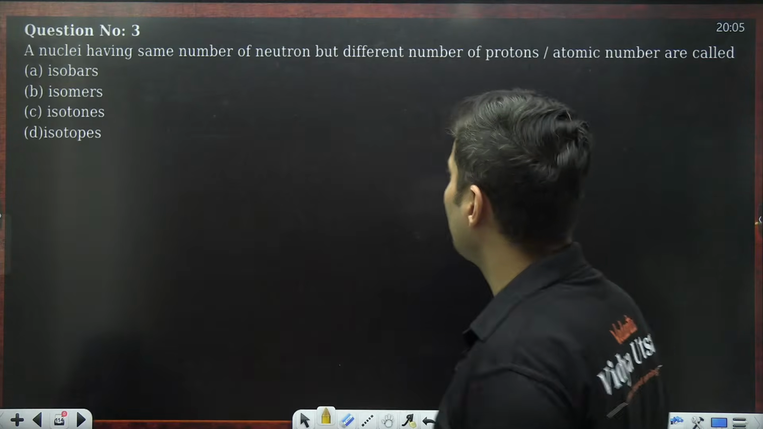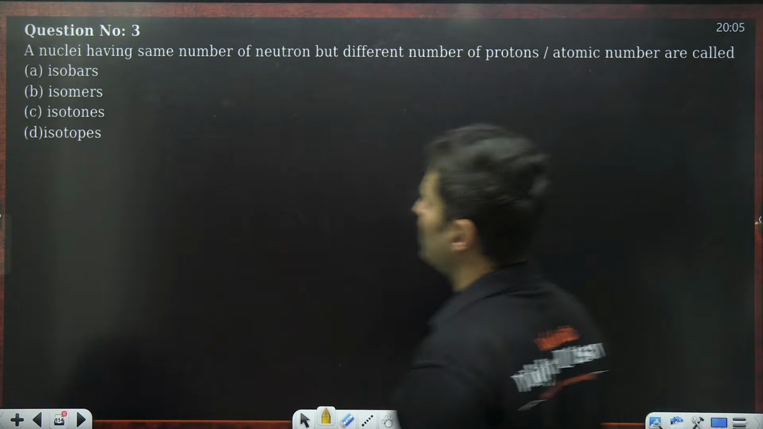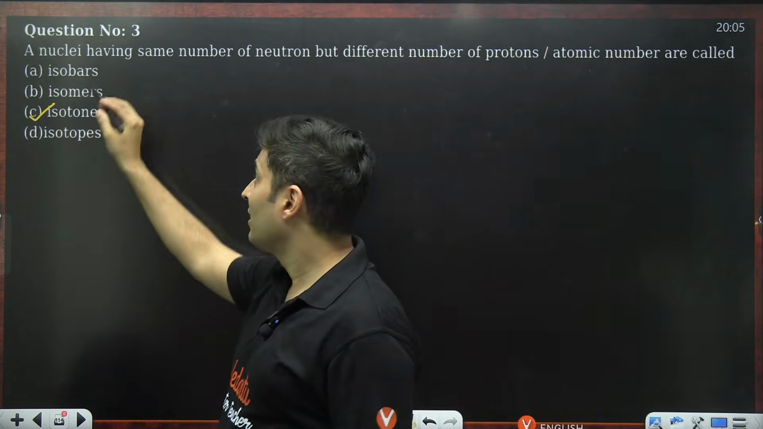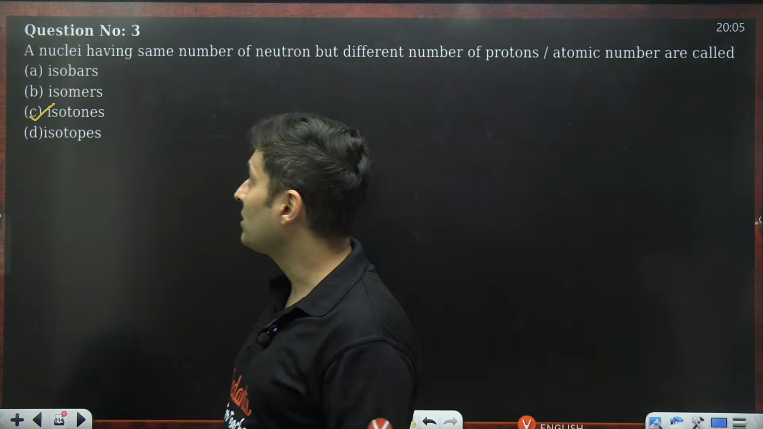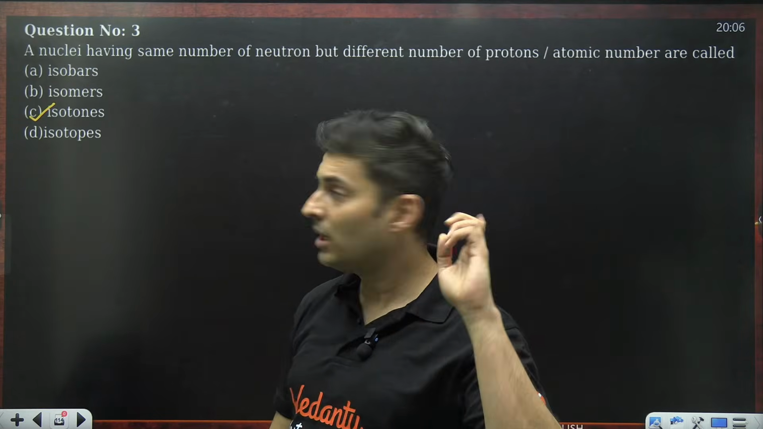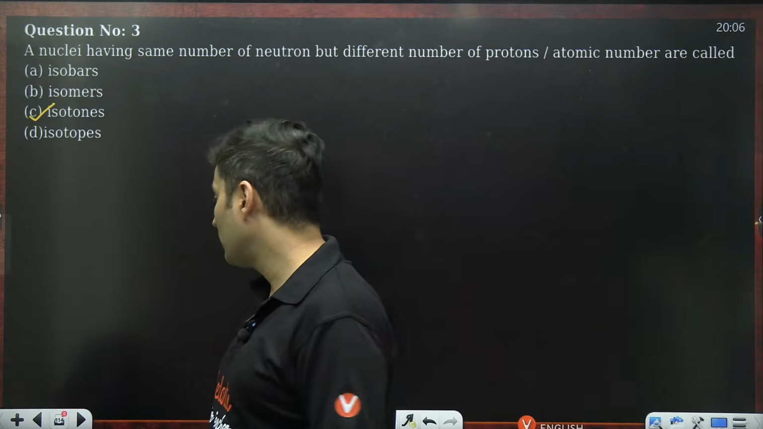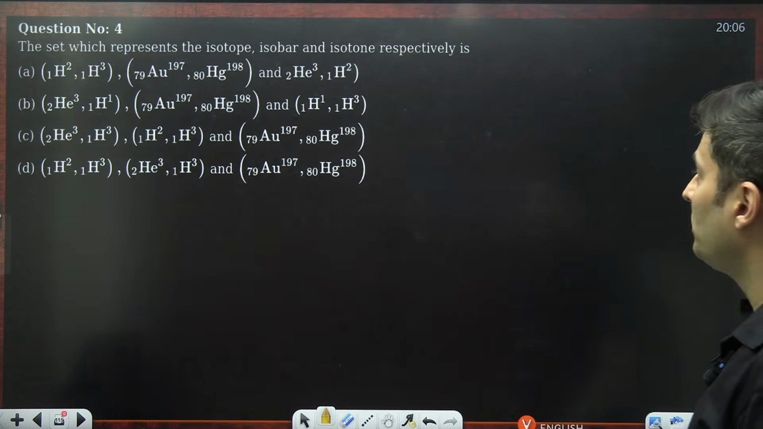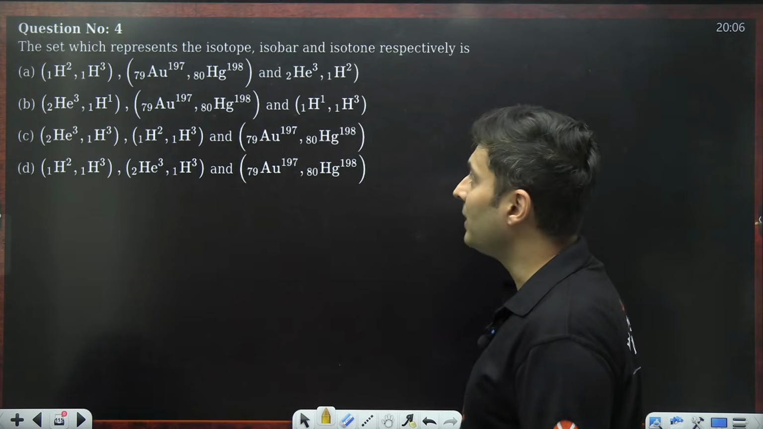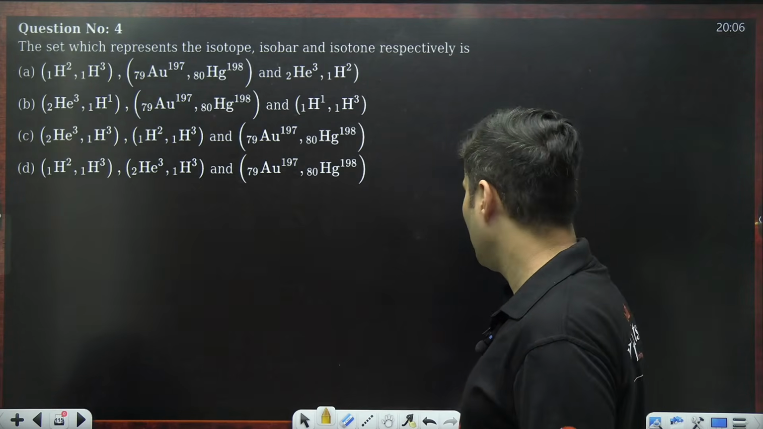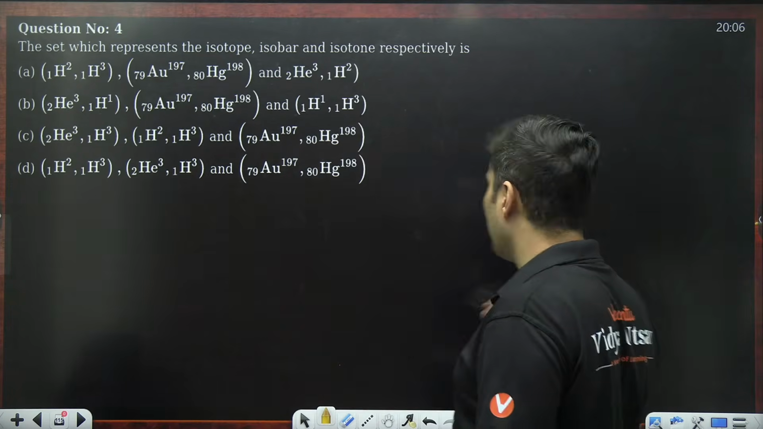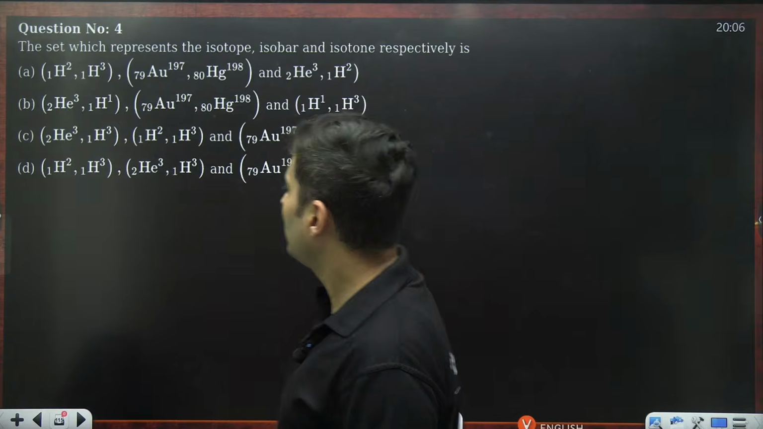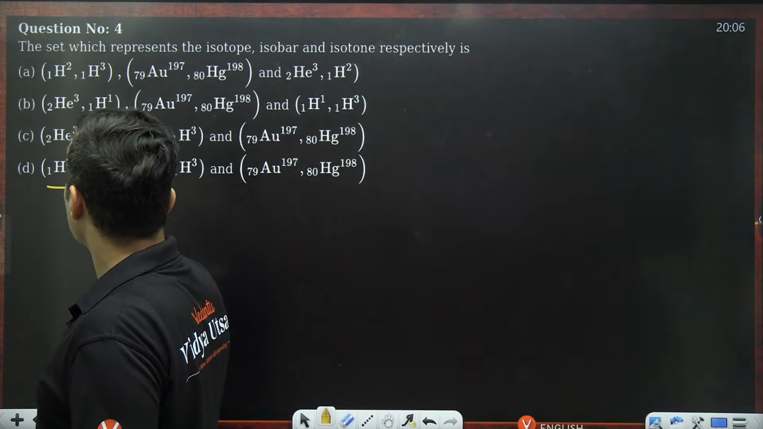A nucleus having the same number of neutrons but different protons is called isotones. I just told you. Isomers is organic chemistry, optical isomers. Isobars, same mass number. Isotopes, same atomic number. Okay, keep that in mind. Of this set, which represents isotope, isobar and isotone respectively? Isotope, that means same Z. It is here and here.